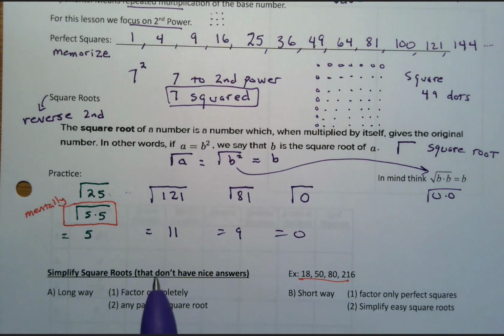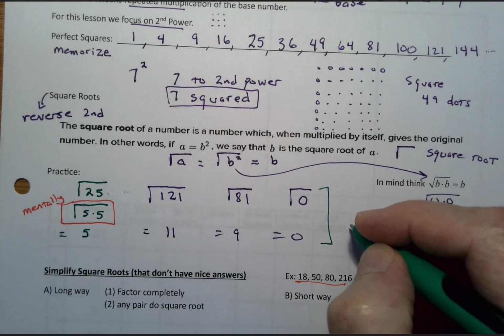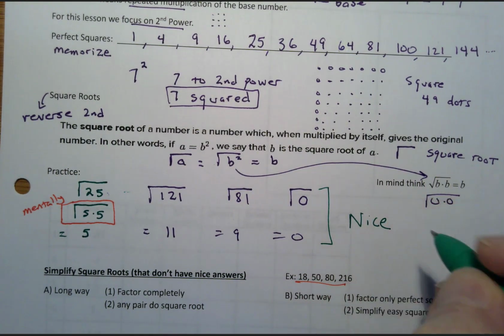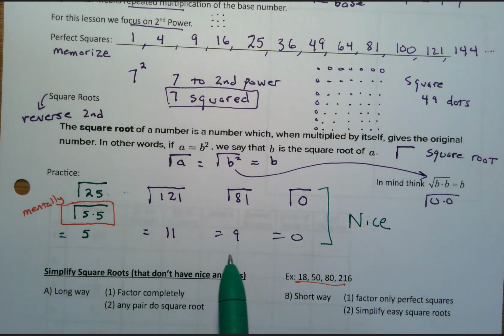Okay? Now, all of these square roots come out really nice. I say nice because we can do the square root and we get a nice, easy answer. Now, most square roots are not nice. They do not have easy answers. So what we want to look at next is how can we simplify square roots?